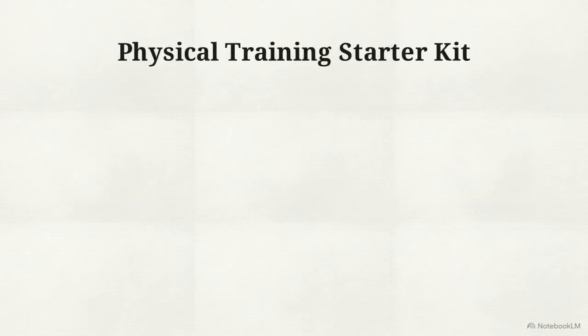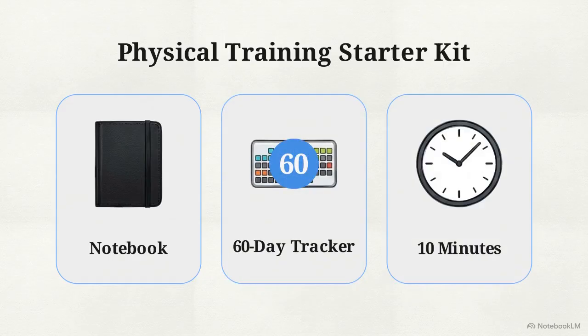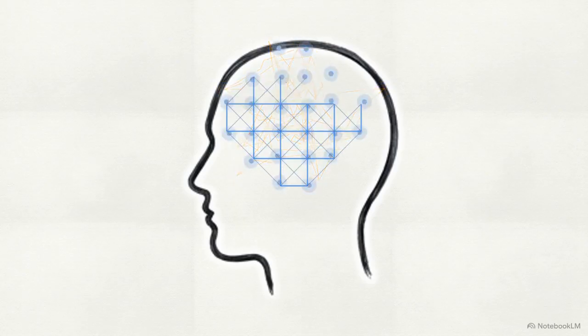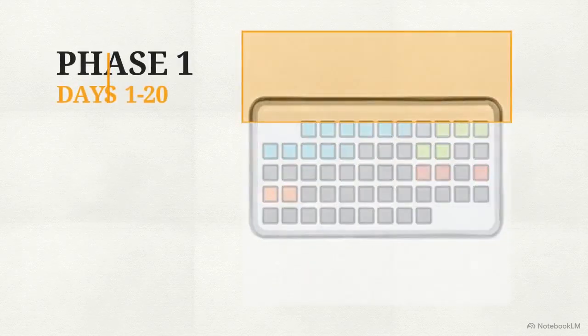You only need 3 things to begin the physical training: a notebook, a 60-day calendar tracker, and exactly 10 minutes of daily quiet time. Over the course of this 60-day protocol, you will rewire how your brain handles these signals, turning unpredictable emotional reactions into calculated strategic advantages. We start with Phase 1, which covers days 1 through 20.